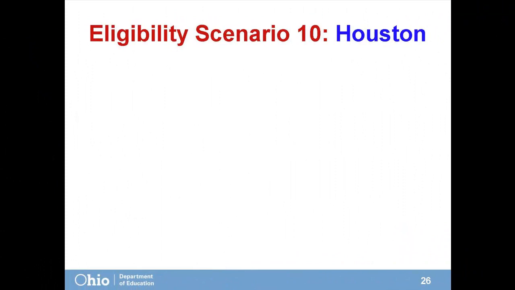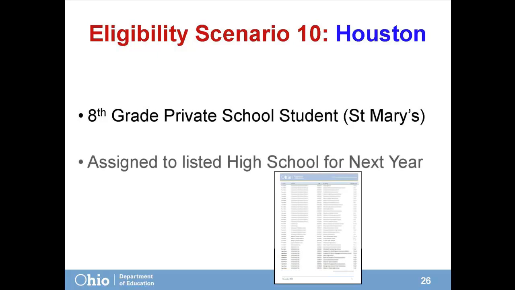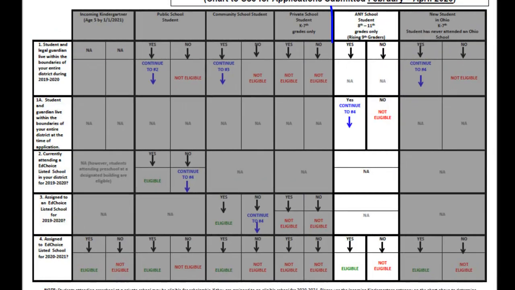Our final example is Houston. Houston is an 8th grader at St. Mary's, a private school within the Metro School District. Houston lives within the district and would be assigned to Scarlett High School for 9th grade next year. Is Houston eligible? Using the Any School Student 8th through 11th column, we first confirm that Houston and his guardian live within the school district. Because Houston lives within the district and would be assigned to Scarlett High School for 9th grade, he is eligible for an EdChoice scholarship.